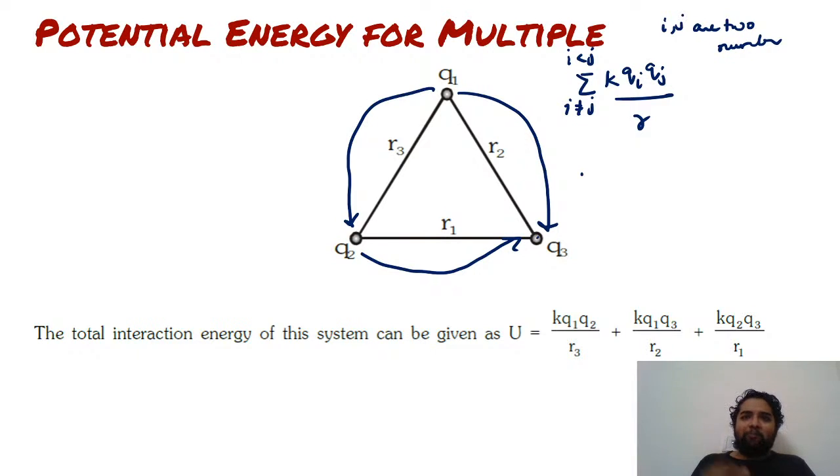Oh, thank you. But yes, U is equal to, in this particular case, take 1 and 2, k q1 q2 by r3, which is r3 here, and 1 and 3 you will have r2, k q1 q3 by r2, and k q2 q3 by r1. So this is the total energy to bring it there.